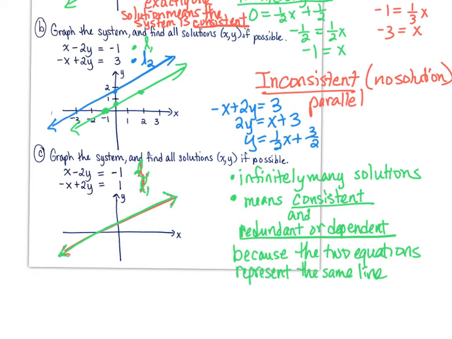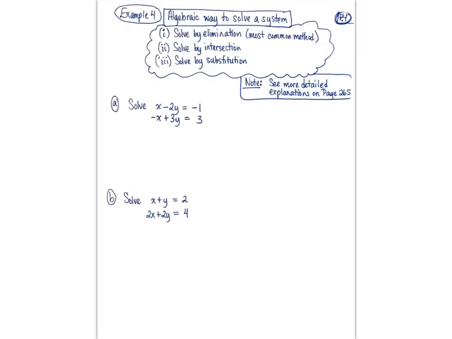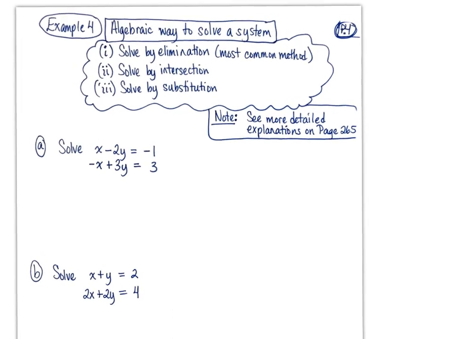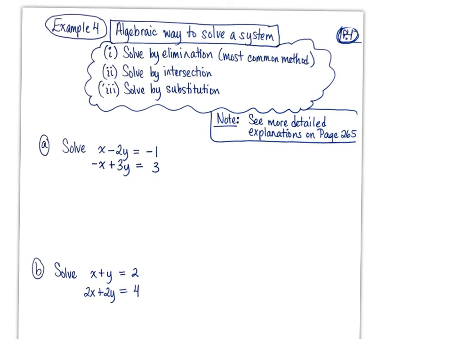So we talked about the graphical way to solve a system. Now let's talk about the algebraic way to solve a system. There are 3 different methods that are typically used to solve a system. Okay, algebraic ways, there are 3. We can solve it by elimination, which is the most common method. We can solve by intersection, or we can solve by substitution. Typically, most people use 1 or 3. Okay? You can see more detailed explanations on page 265 of your books.